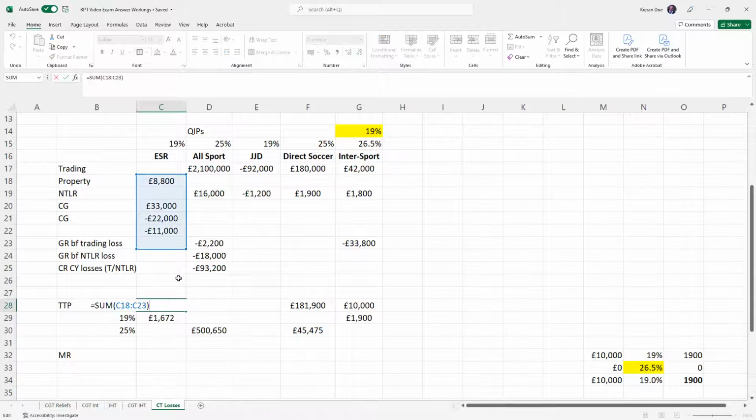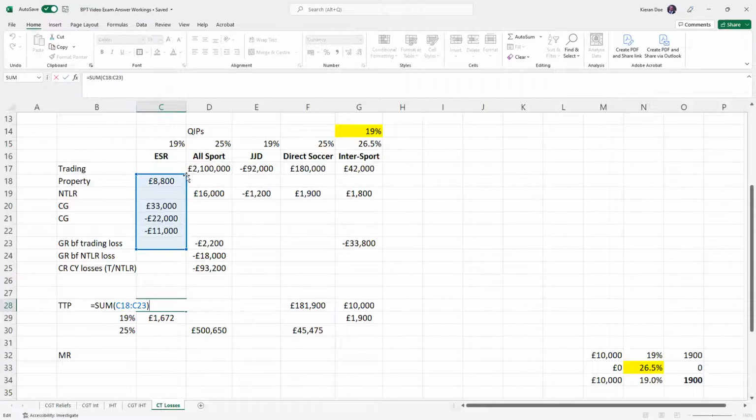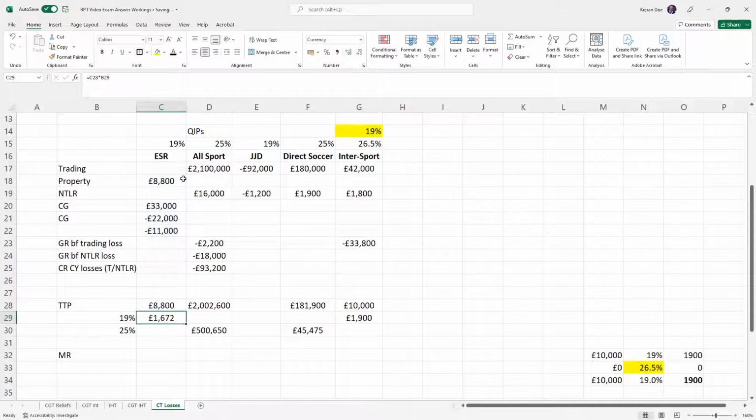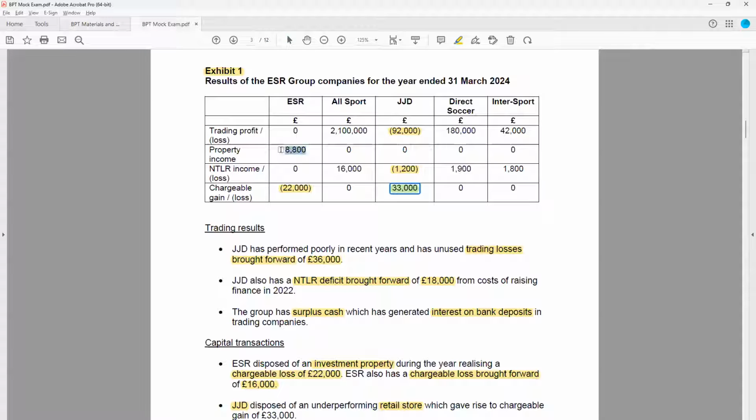So then we'd be able to get down to the taxable profits for each group company. And we could just kind of sense check it as we go through. But we know that ESR only started off with property income of this.